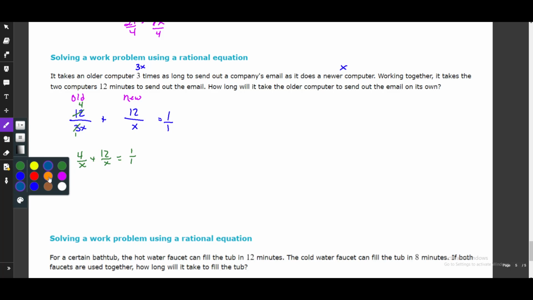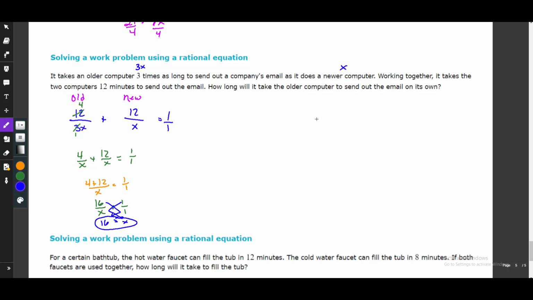I'm just going to combine these things. I could multiply everything by the lowest common denominator if I wanted to and make things cancel out, but I could also just add my fractions and then have a fraction equals a fraction. So this is the same thing as 4 plus 12 over x equals 1 over 1. 4 plus 12 is 16 over x equals 1 over 1. Cross multiplying, this gives me 16 times 1. So 16 equals 1 times x, and I have my problem done.